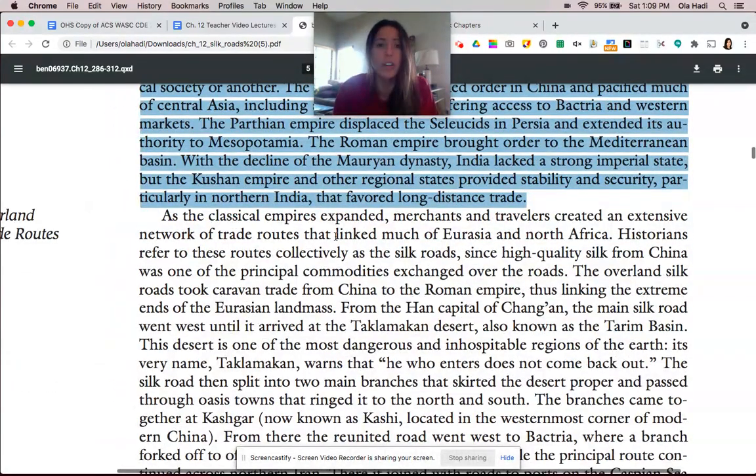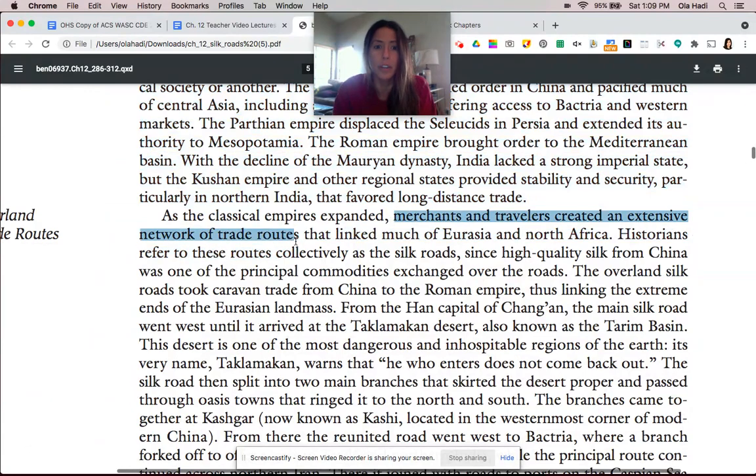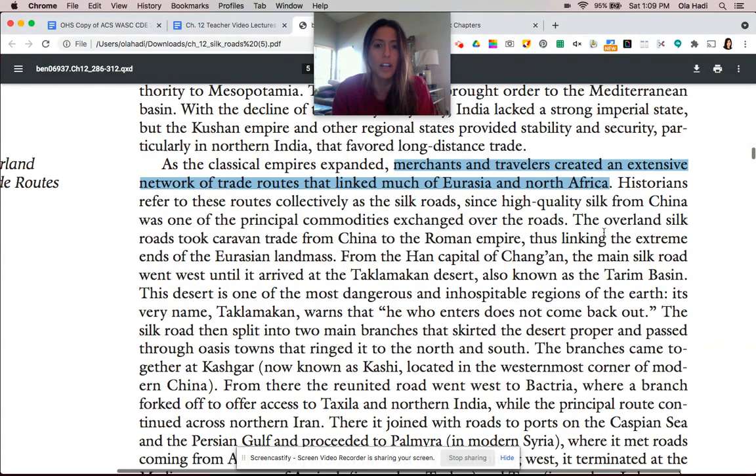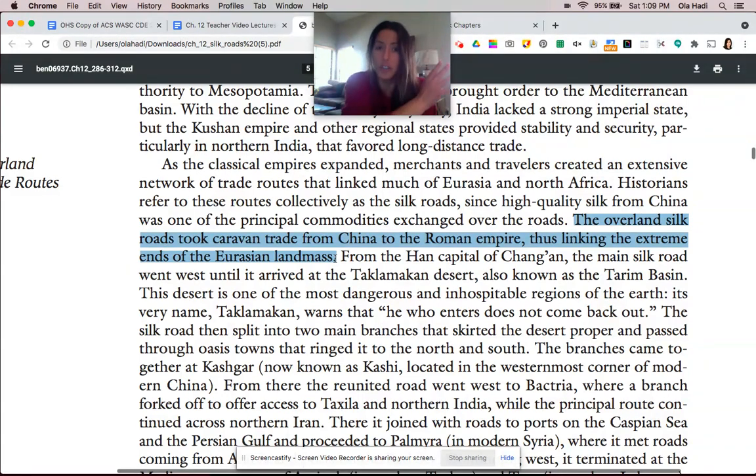As they get bigger, they expand this network of trade routes that links or connects much of Eurasia and North Africa. So as I mentioned, historians call these the Silk Roads because of the high quality silk coming from China as one of the main or principal commodities. The overland routes are going to connect all the way from China to the Roman Empire. Now, it's very rare that anybody would traverse such a long distance. Different parts of the Silk Roads were controlled by different groups of traders. But you should know that they stretched for a long ways.